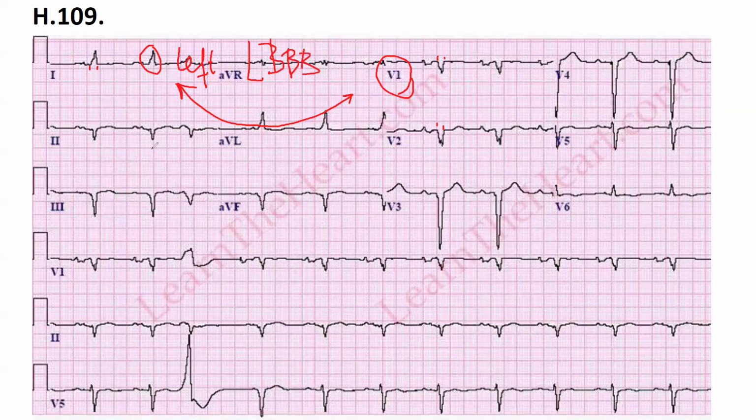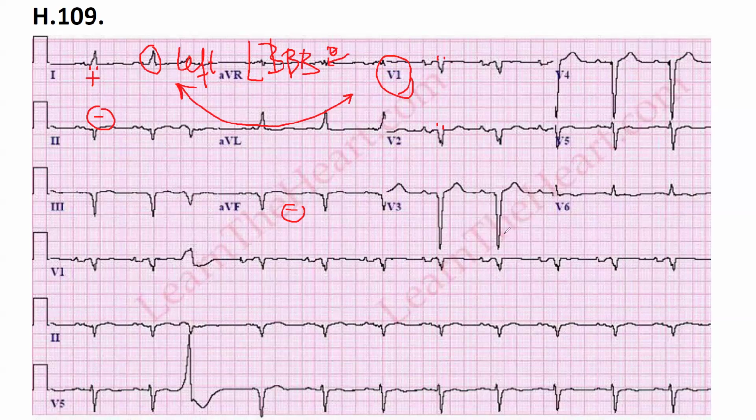Axis. We haven't said anything about the axis yet. So I'm going to look at lead one and AVF. It's positive in lead one and negative in AVF. So that means it's left axis deviation. It's an extreme left axis deviation.